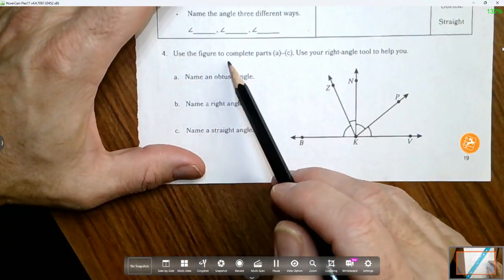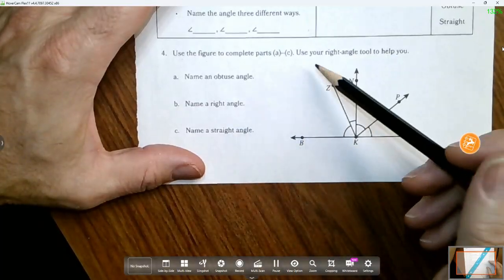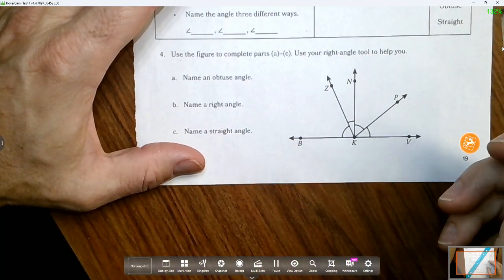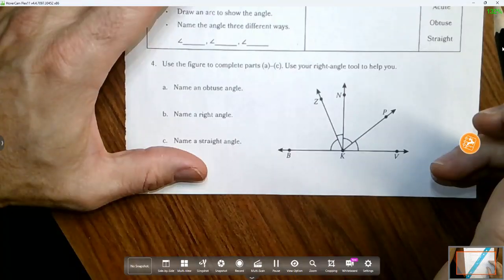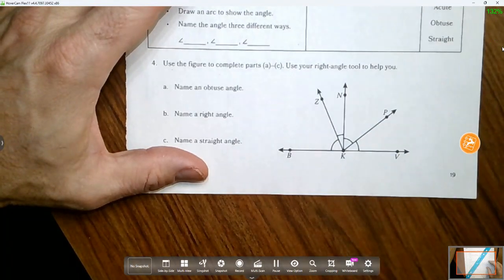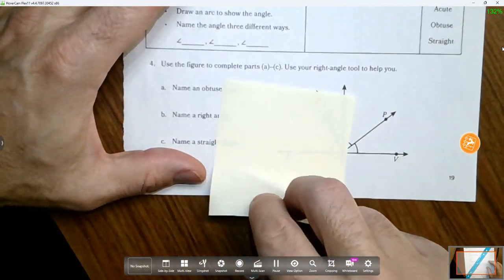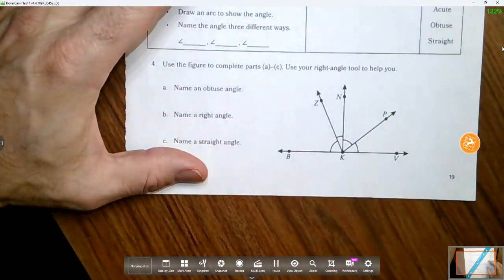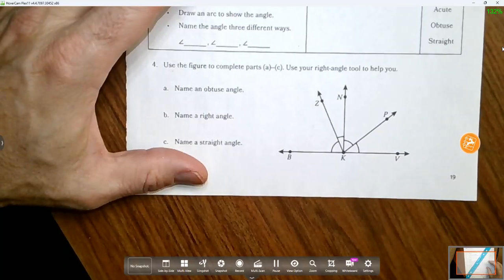Use the figure to complete the part. So we're going to use this to help us. Use your right angle tool to help you. Again, if you don't have one, grab a piece of paper with a corner, grab a Post-it note. You got a Post-it note like this. This is a great right angle tool, and it's cheap. And if you mess it up, it's not a big deal.